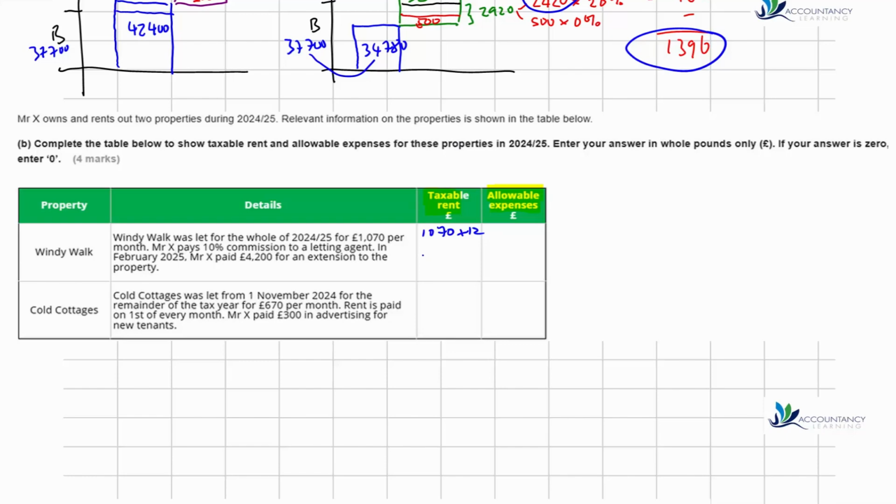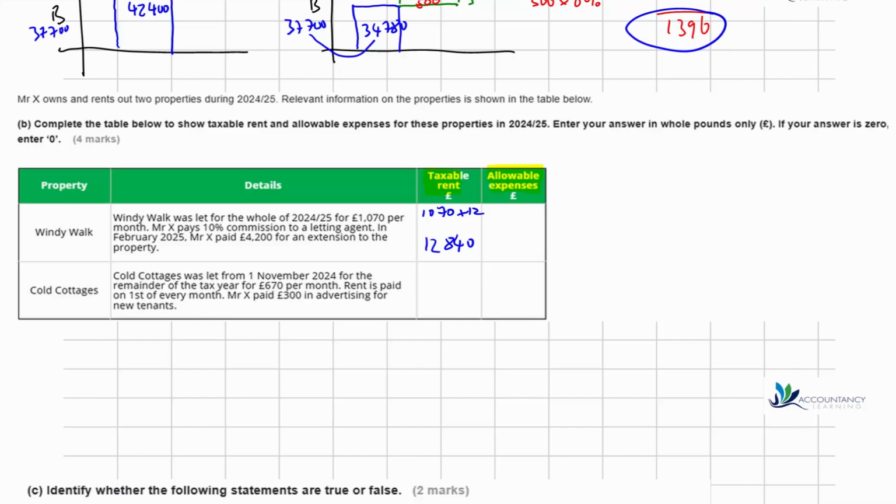So we have rent of 12,840. And we're told that Mr. X pays 10% commission to a letting agent. So in February 2025, Mr. X paid 4,200 for an extension to the property. Well, that extension is a capital expense because we're adding to the building, and therefore that is not an allowable expense. So that means we just put our 10% commission as the figure for our allowable expense. That's going to be 1,284.